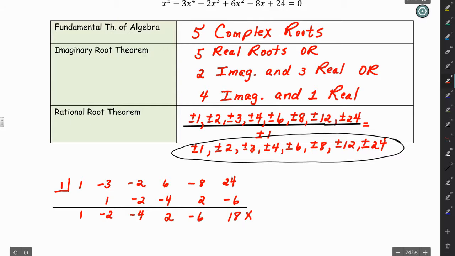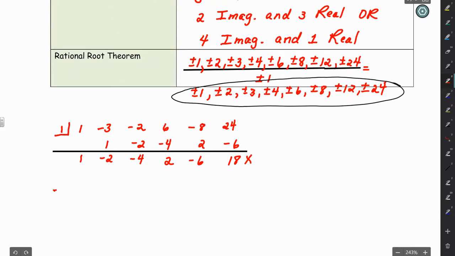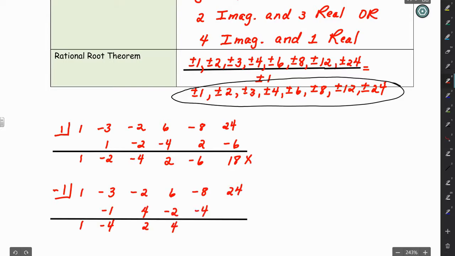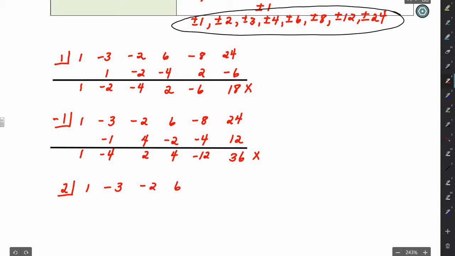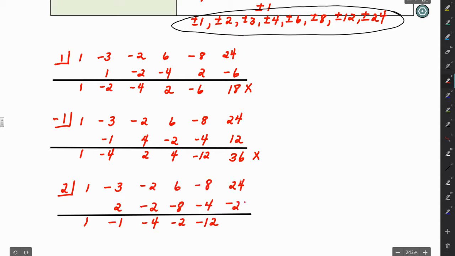Okay, 1 doesn't work. Let's try -1. All right, -1 does not work, so let's try 2. Finally, okay, we found one that works. So we know that x equals 2 is a root.